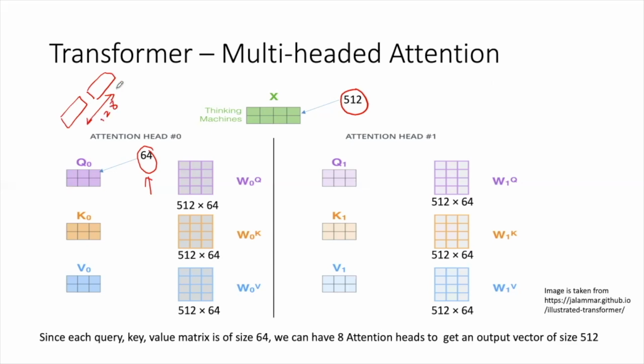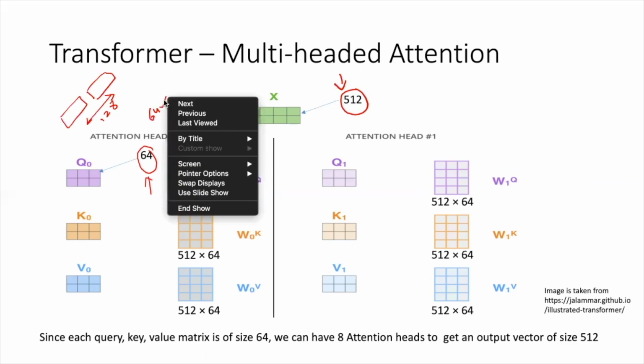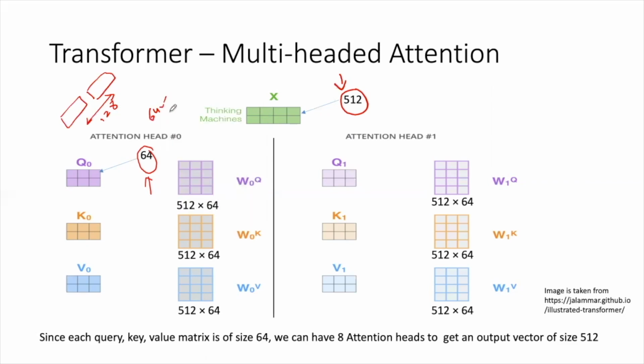Similarly, if you concatenate eight such vectors, you will get a contextual embedding of size 512. So 64 times 8 is actually 512, and that is basically the dimensionality of the input word.